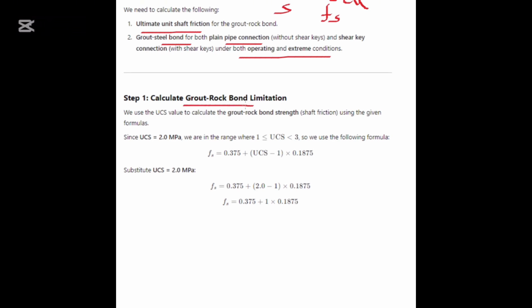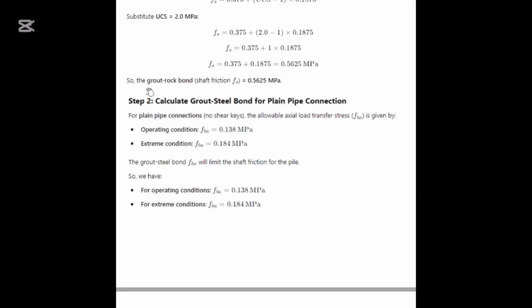First we will calculate the grout rock bond limitation. We use the UCS value to calculate the grout rock bond strength. The UCS is 2.0 MPa. We are in the range of 1 to 3, so we use the formula applying 0.375. Then we will get this value. So the grout rock bond becomes 0.5625. Then calculate the grout steel bond with the plain pipe connections, 0.138 and 0.184 for the different conditions.